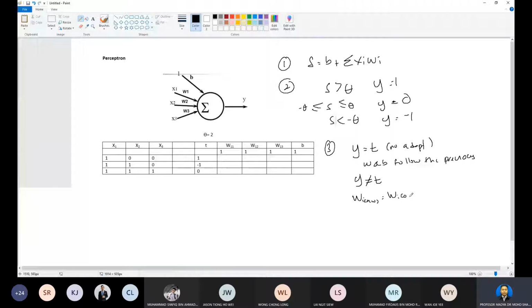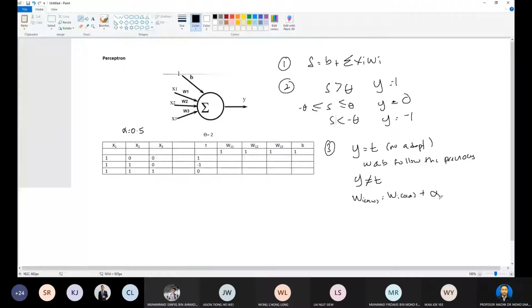Okay, plus alpha. This one is not given alpha, so I will put it here. I just put alpha equals 0.5. So I'm missing the alpha, not given, so I'll put 0.5 for the alpha.